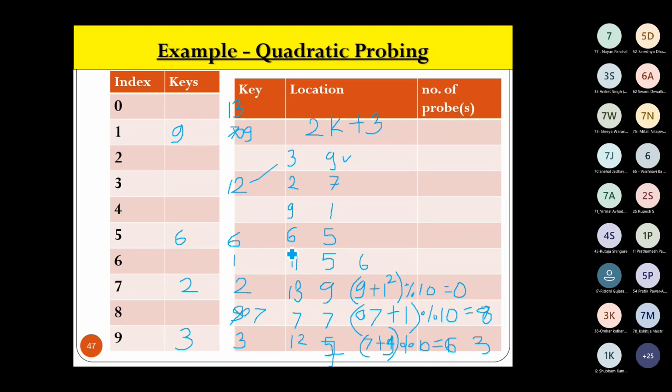Okay. So 6 will be at 5. 11 will be at 6. Then 13 at 0. 7 at 8. Then 12 at 3. All elements are placed in the hash table. 1, 2, 3, 4, 5, 6, 7, 8. 8 elements are there, and all of them are placed in the hash table.